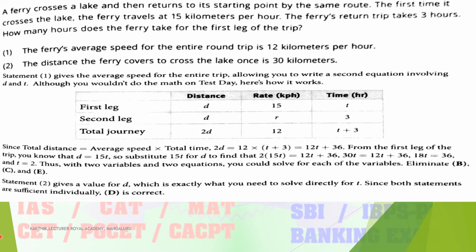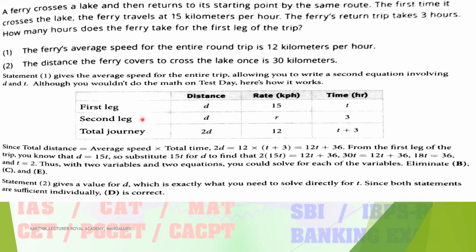So how do we solve this type of problem? We'll see one by one. Statement 1: what is given? It gives the average speed of the entire trip, allowing you to write a second equation involving D and T. Distance is equal to rate into time.